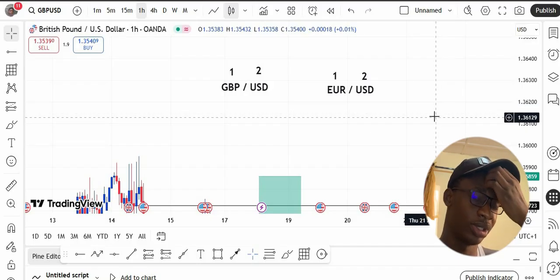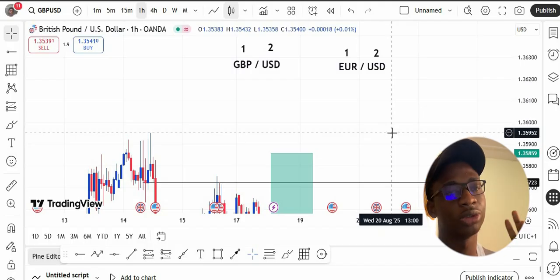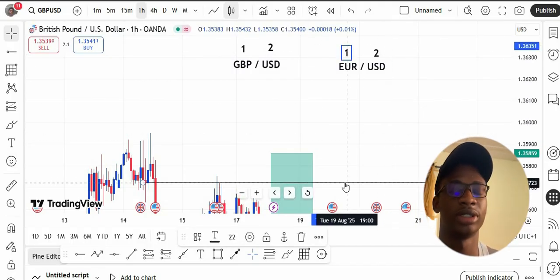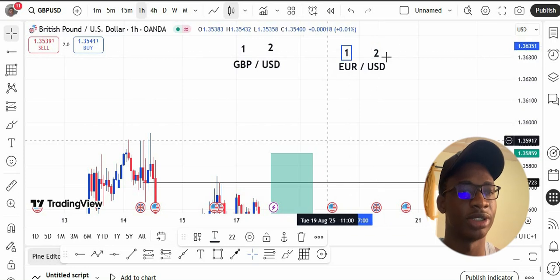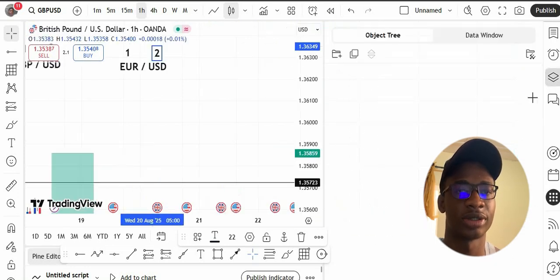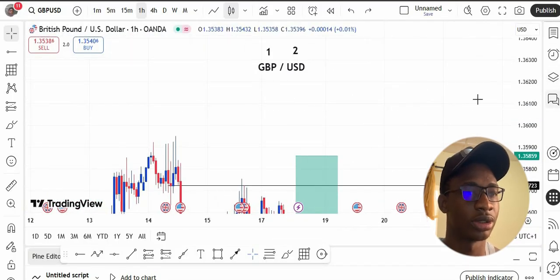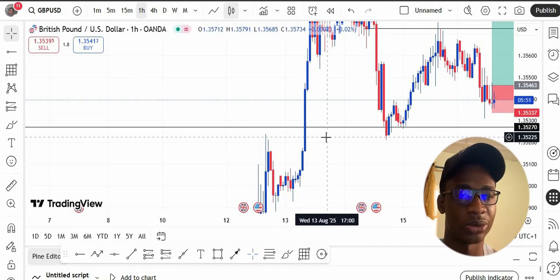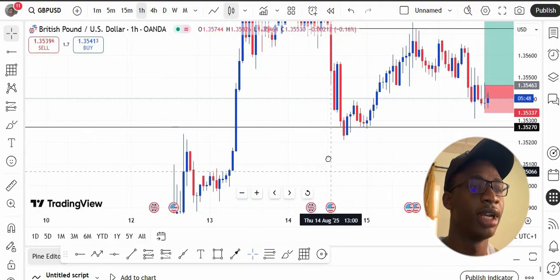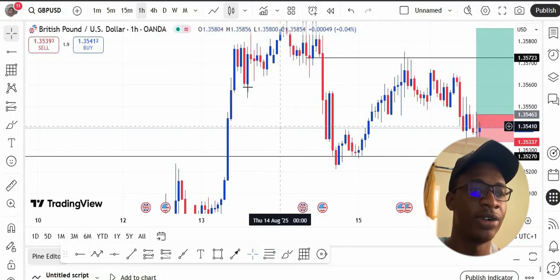So every green candle on any chart you go to is usually owned by number 1, and the red candle is usually owned by number 2. I'm going to tell you the reason in a bit. Every green candle is green, but I changed my color to blue for psychological reasons. So every blue candle right now is owned by GBP USD, and every red candle is owned by what?